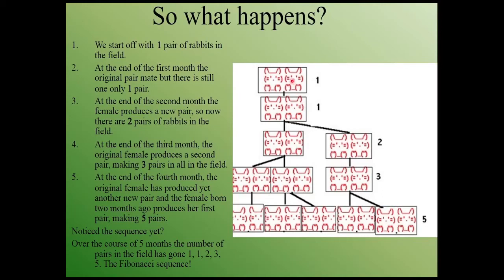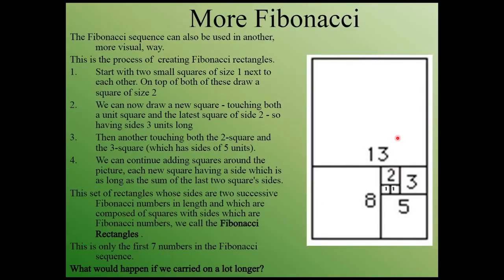Observe: 1, 1, 1, 2, 1, 2, 3, 1, 2, 3, 4, 5. This is a Fibonacci sequence, and you can see that all around you, just like this example. The Fibonacci sequence can also be used in another, more visual way.